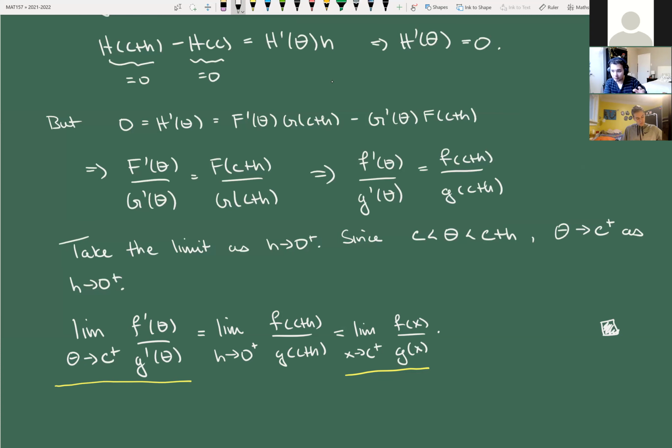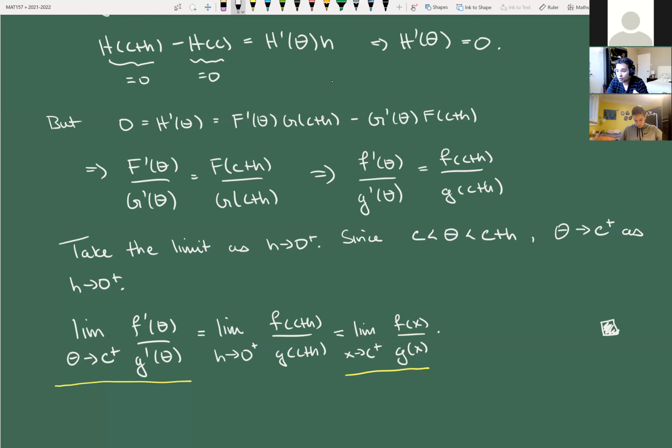They're kind of playing a different role, but it doesn't matter because as you take the limit, you don't care about what the actual relationship is between x and theta. All you care is that as you limit towards c, you end up getting the same set of limits, right? And so there you have it. We've now proved L'Hopital's rule as we approach c from the right.